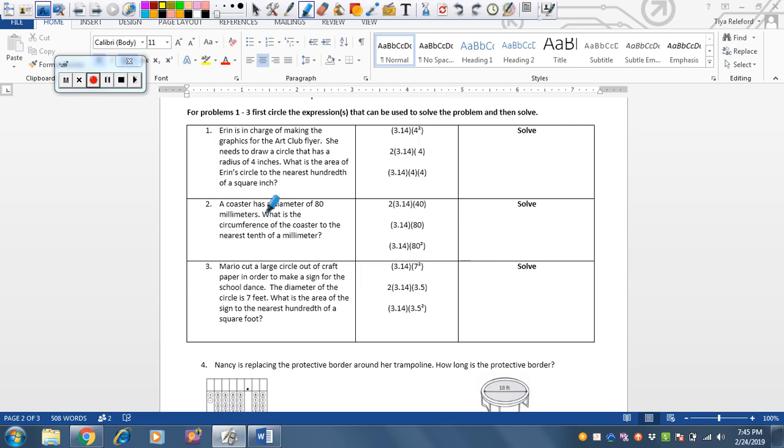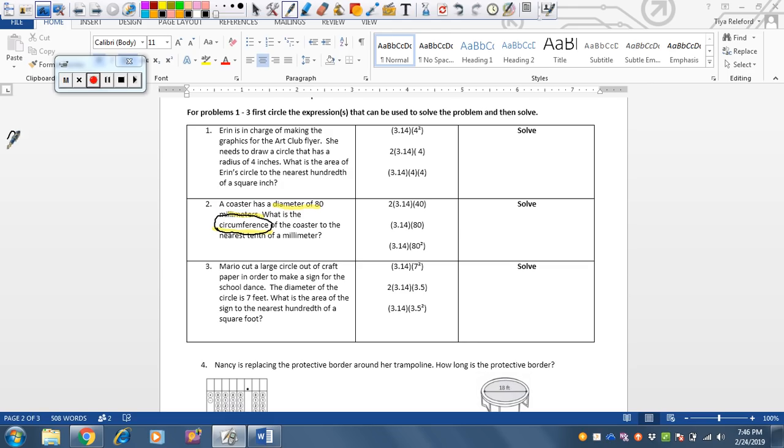A coaster has a diameter of 80 millimeters. What is the circumference of the coaster to the nearest tenth of a millimeter? So a coaster, it sounds like roller coaster, but it's one of those things that you set your drink on so it doesn't get the table wet. So it's just a little round thing that goes under your glass. So we are looking for the circumference.